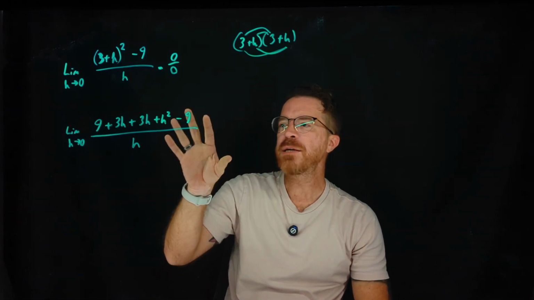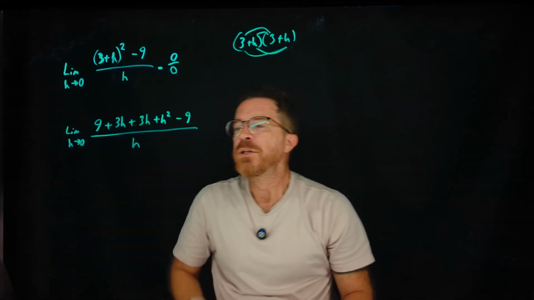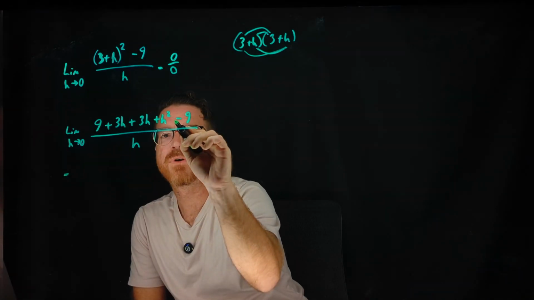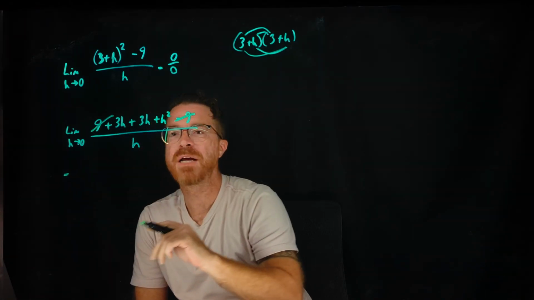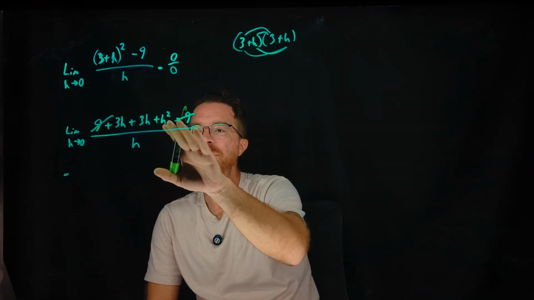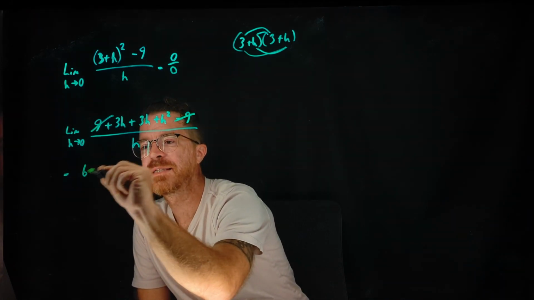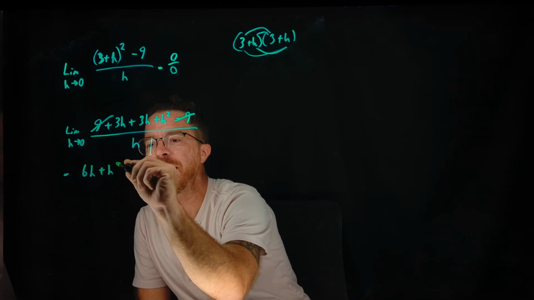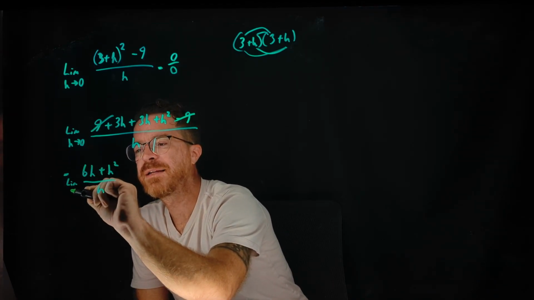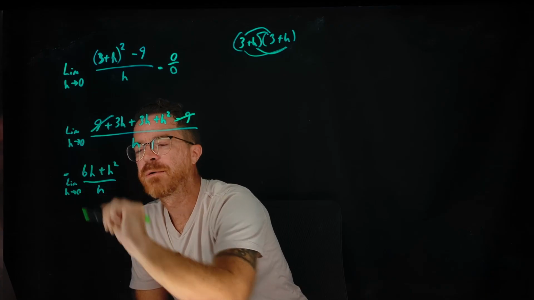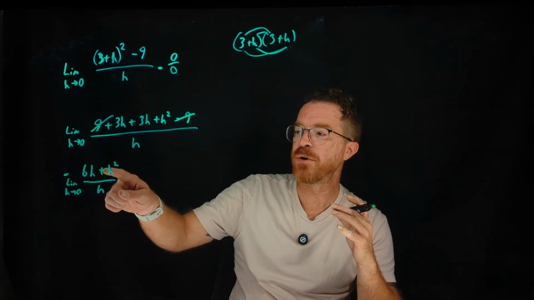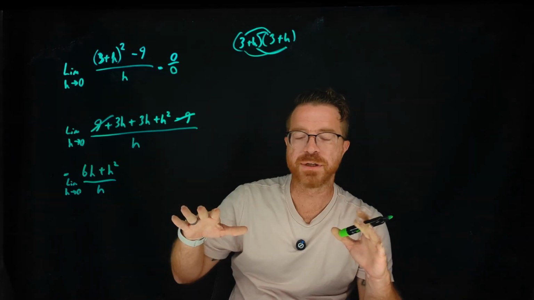So now we're going to see, is there anything we can do for some cancellation? So I can actually rewrite this as, first of all, negative 9 and positive 9 are going to cancel. And you'll notice we have 3h plus 3h plus h squared. So this is going to be the same thing as saying 6h plus h squared divided by h. And then we're taking the limit on that as h approaches 0. Now, if we were to try to substitute now, we'd still get 0 over 0, right? Because we get 0 plus 0 divided by 0. So that still doesn't work.